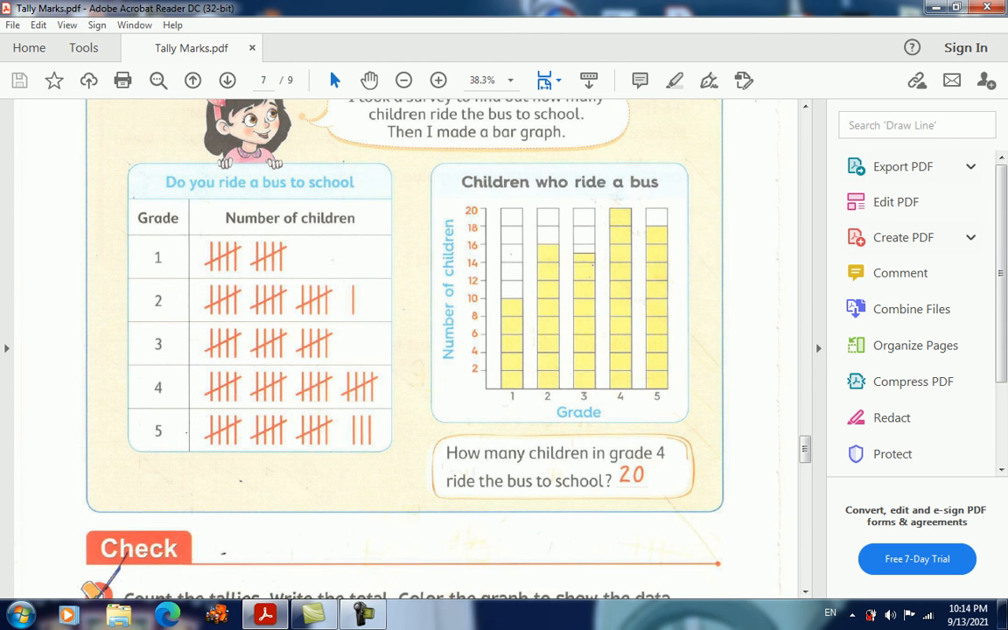So she asked how many grades? The 5 grades, from 1 till 5. Grade 1, grade 2, grade 3, grade 4, grade 5. And after she did that, what happened? She noted the numbers. And she did the tally.